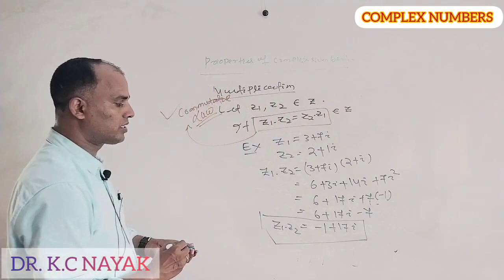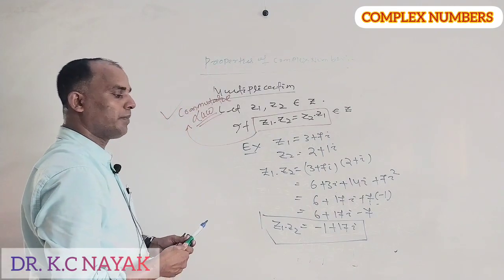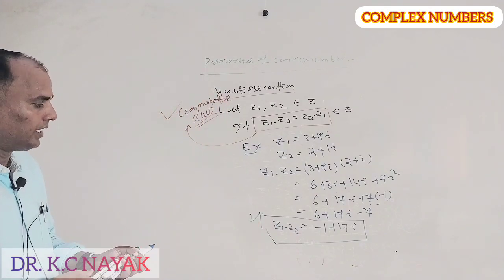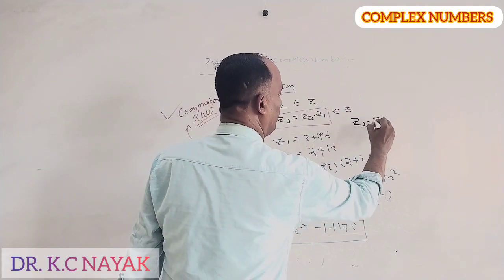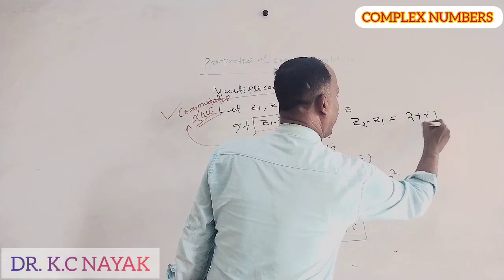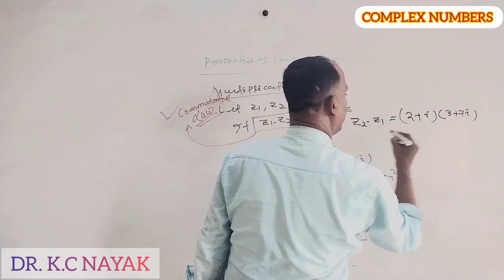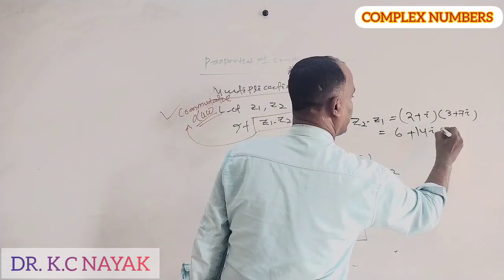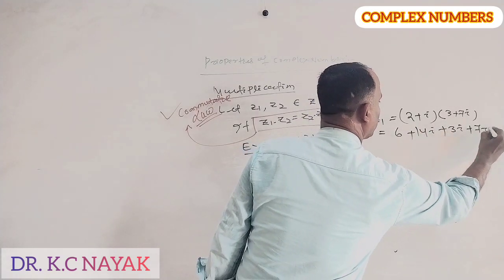So Z1 into Z2 is equal to minus 1 plus 17i. Similarly, what about Z2 and Z1? Z2 into Z1, we can multiply (2 plus i) into (3 plus 7i). Then 2 into 3 is 6, plus 2 into 7, 14i, plus i into 3, 3i, plus i into 7, 7i square.